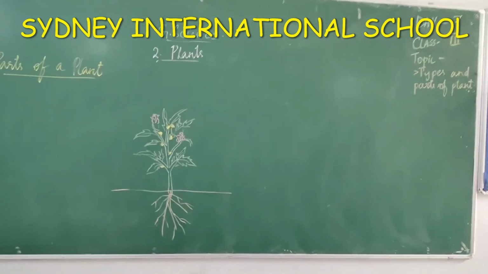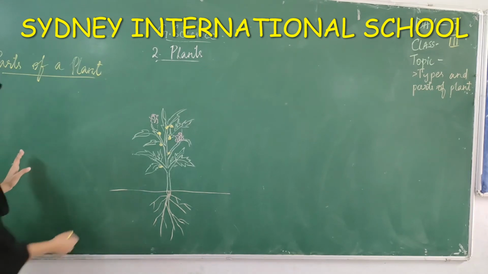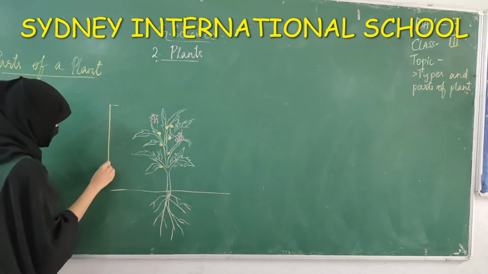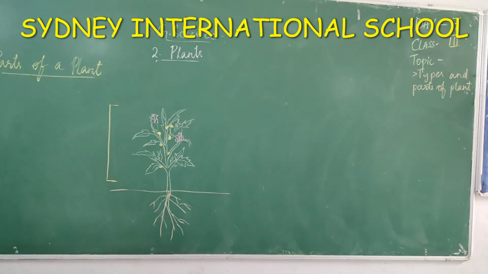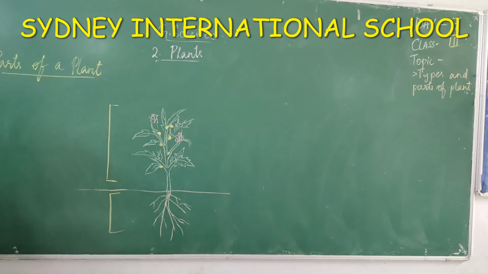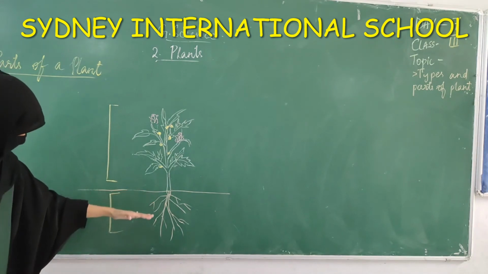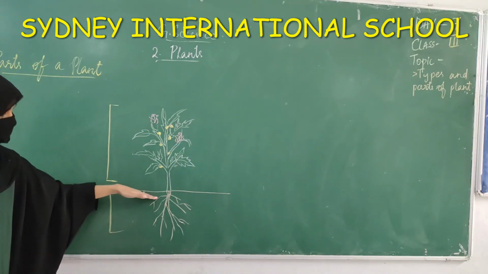Now, let's have a look. I've drawn a small plant over here. There are two main parts of a plant. First part is the one that grows above the ground. And the second part is the one that grows below the ground. You have learnt these parts of the plant earlier: leaf, stem, flower, etc. Today we will see them in two categories. The parts of a plant are divided into two types. One that grows below the ground, the other that grows above the ground.